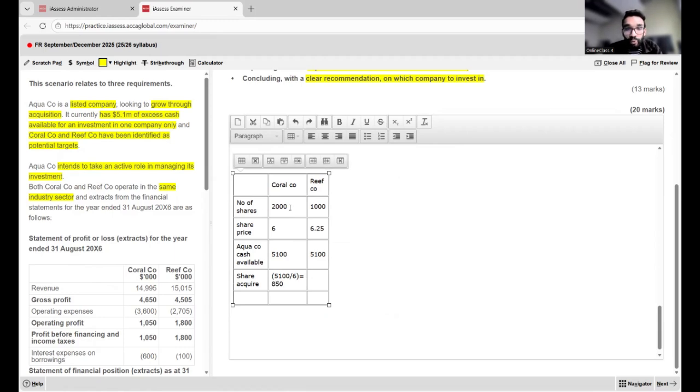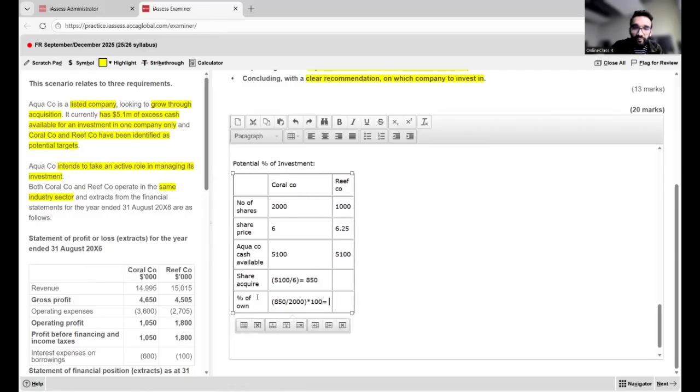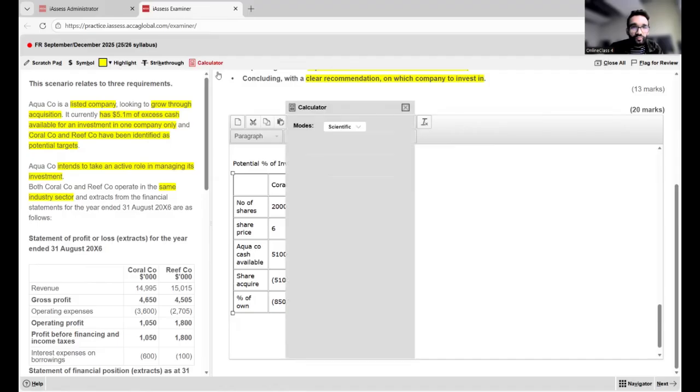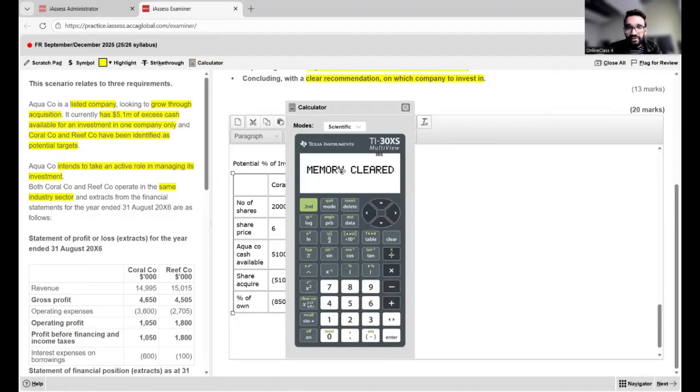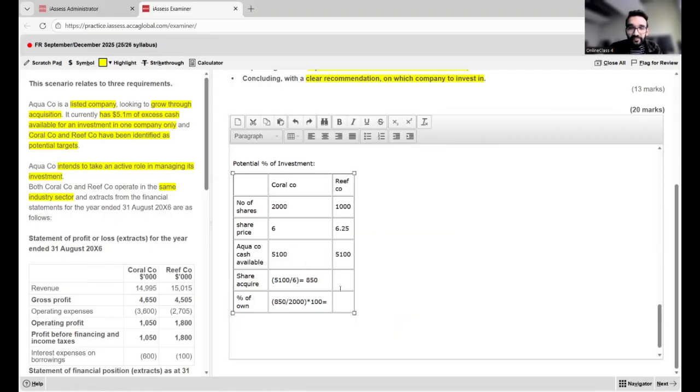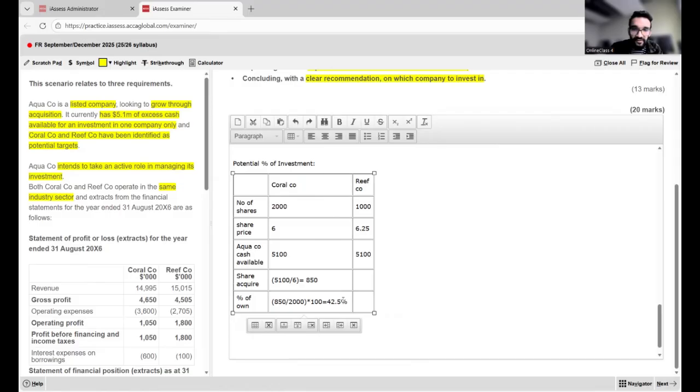And they are having a total of 2000. So percentage of ownership: 850 divided by 2000 into 100. Sorry, it was 850 divided by 2000 into 100. It's 42.5. You will be getting marks for this calculation as well.